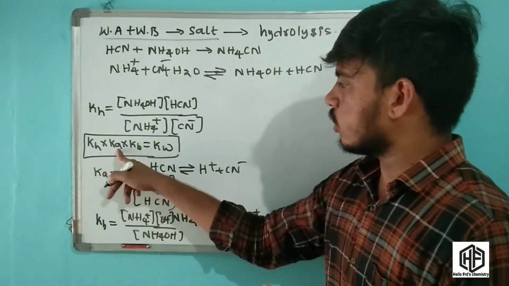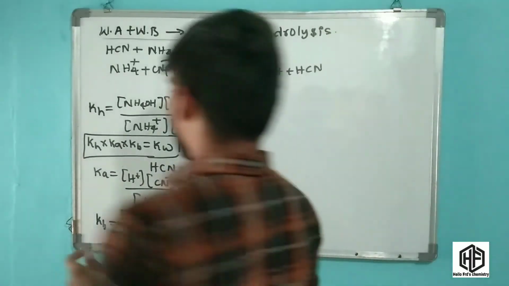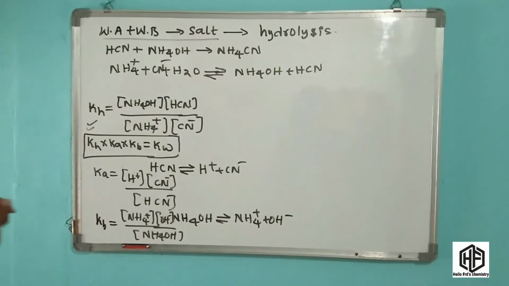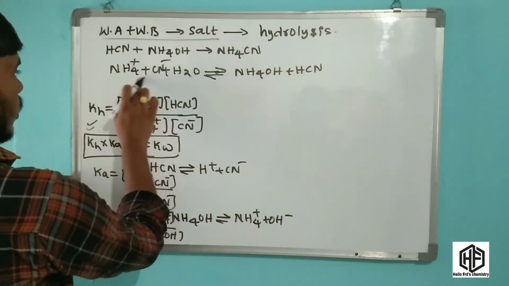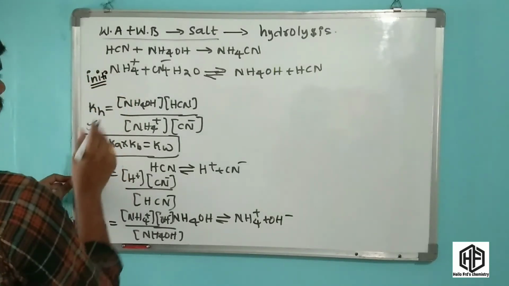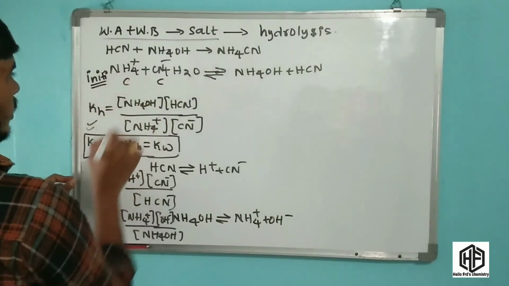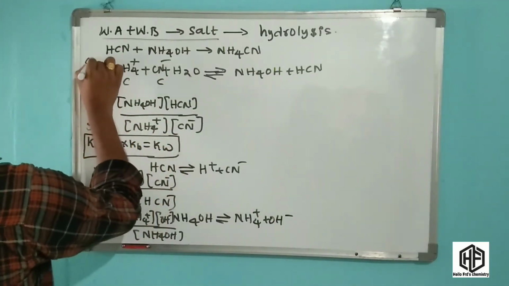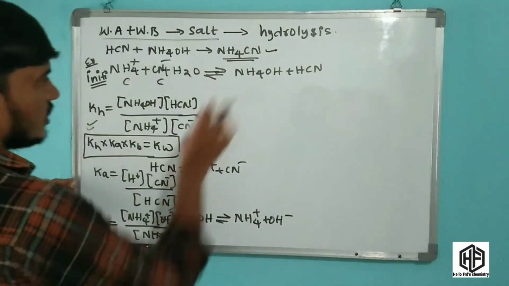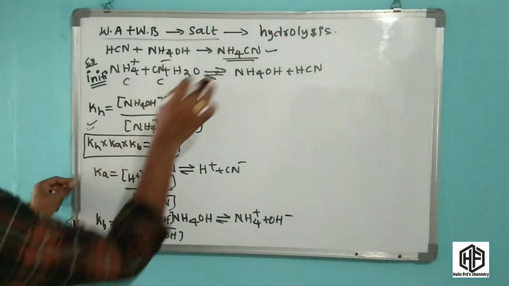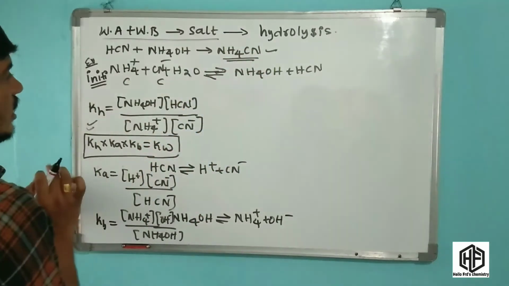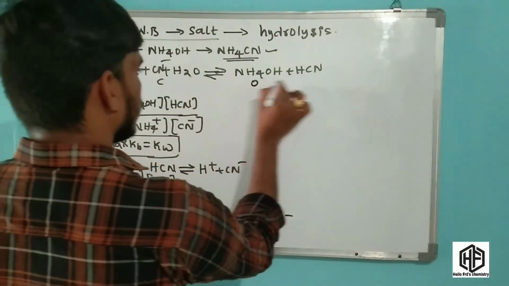Now Kh into Ka into Kb is equal to Kw, present in this equation. Initially, friends, the concentration is C. One more exception point, friends: this is a weak electrolyte, so it cannot dissociate 100%. I represent the concentration as C, and initially the products are 0 and 0.